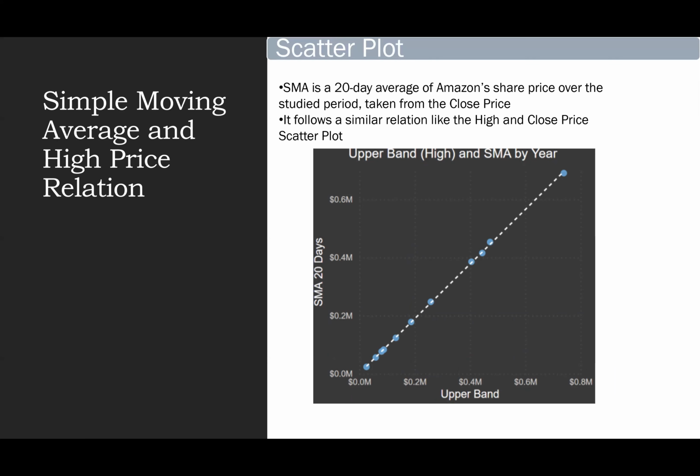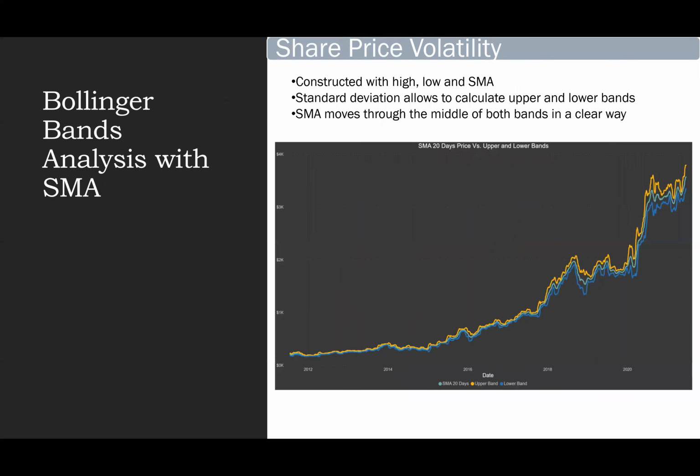Lastly, I wanted to show you a simple moving average and high price relationship. We will discuss this in the next slides. A simple moving average is a 20-day average of Amazon's share price taken from the close price. It follows a similar relationship to the high and close price scatter plot, and then we can see the Bollinger Bands analysis that was constructed with the high and low prices, high and low bands, as well as the simple moving average. We use the standard deviations to calculate upper and lower bands. You could see that the simple moving average moves almost perfectly through the middle of the upper and lower bands of the share price, which is a very normal or average behavior of the share.